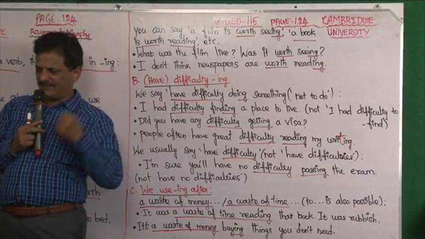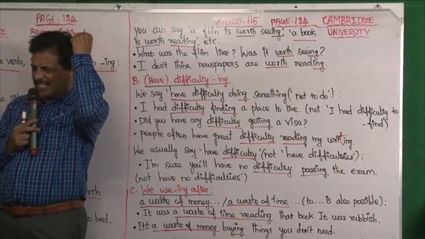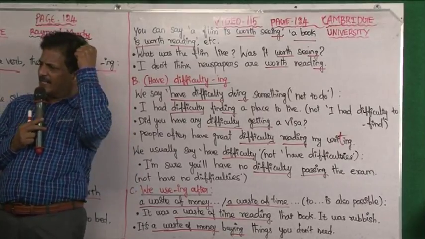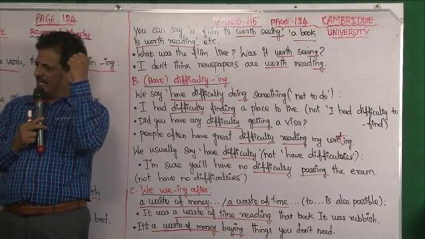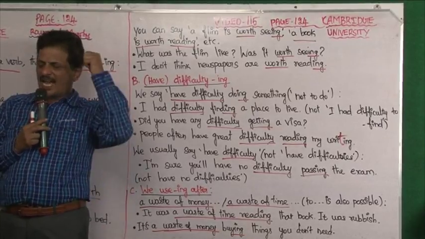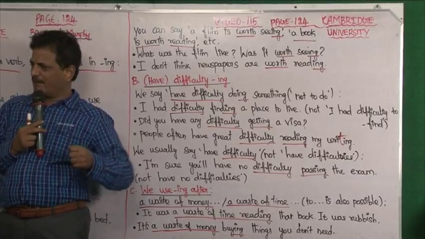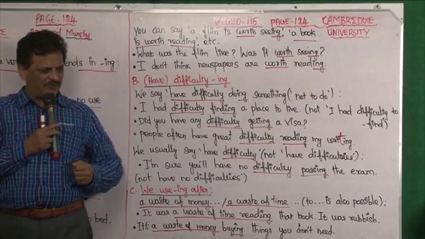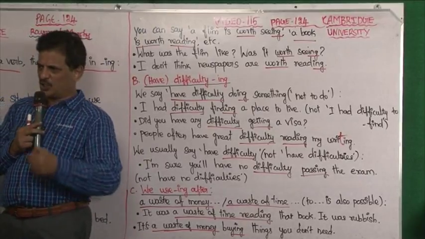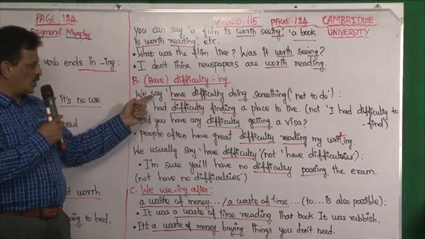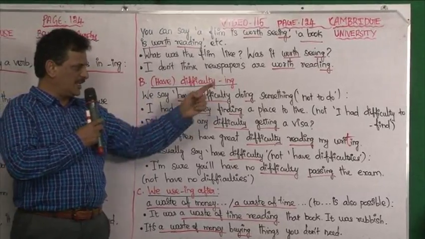So here, have difficulty ing. I have difficulty in speaking Hindi. I have difficulty in driving the car. I have difficulty in wearing jeans. I have difficulty in riding a bike. Whenever you use I have difficulty in, you have to use verb plus ing. We say, have difficulty doing something.